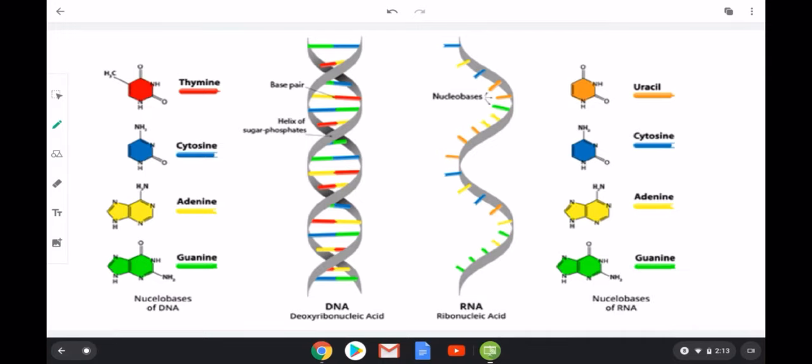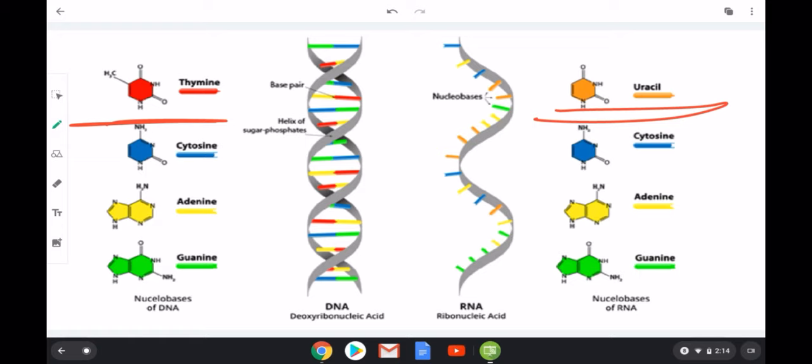Furthermore, DNA is a 2-string structure, whereas RNA is only 1 single string. So DNA forms a double helix, where RNA, just like I said, is a single strand. In this picture, you can also see that the DNA has thymine, whereas the RNA has uracil.